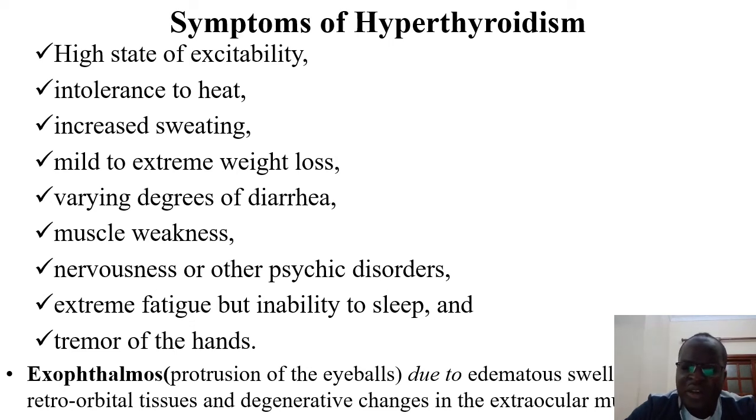Varying degree of diarrhea. So there will be diarrhea because now there is a lot of activity in the GIT. There are a lot of channels that are involved in pumping of electrolytes or ions that will bring about a degree of diarrhea. You're pumping a lot of electrolytes into the lumen of the GIT. Water will follow. That will produce diarrhea.